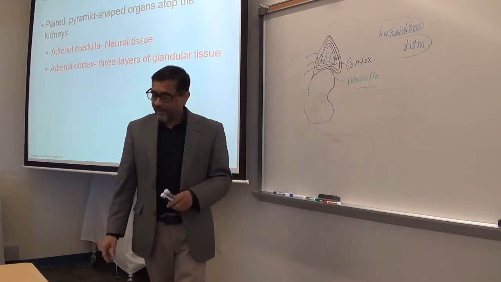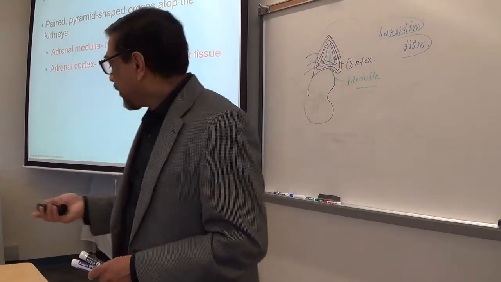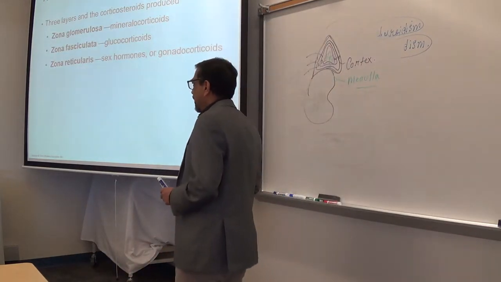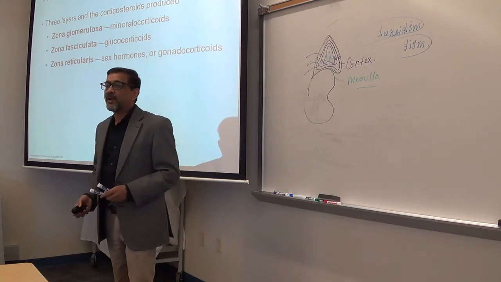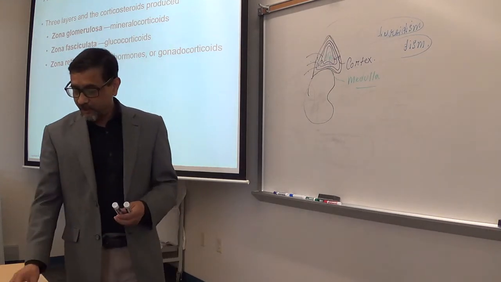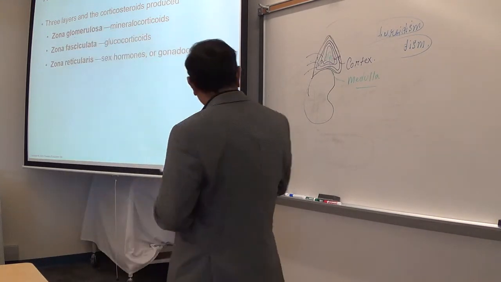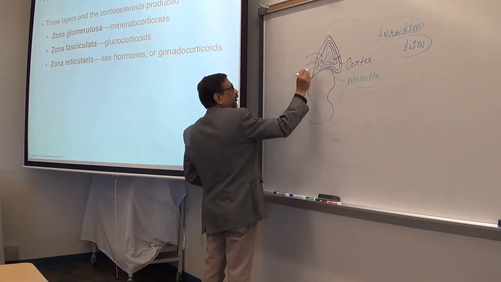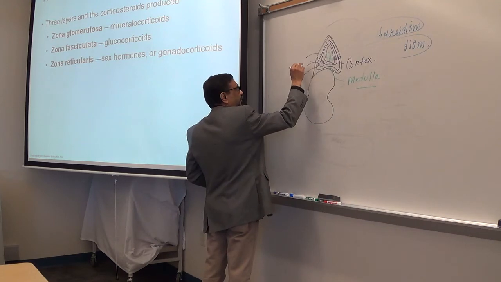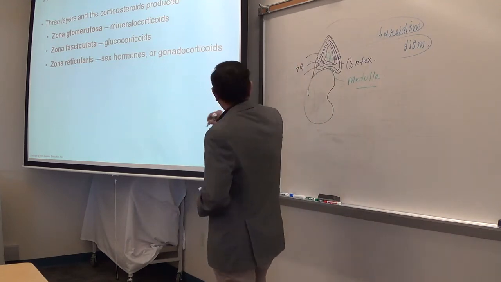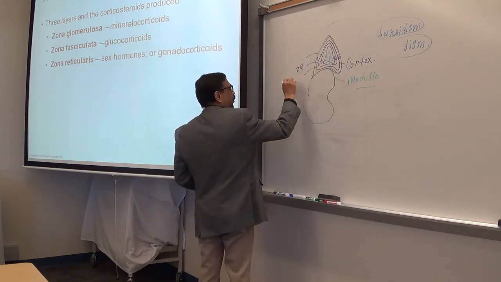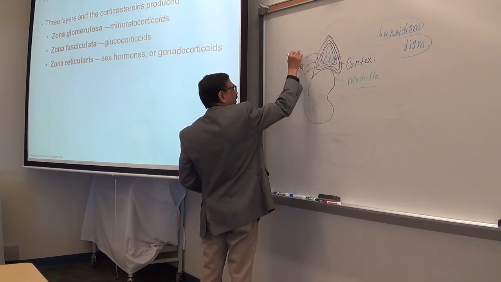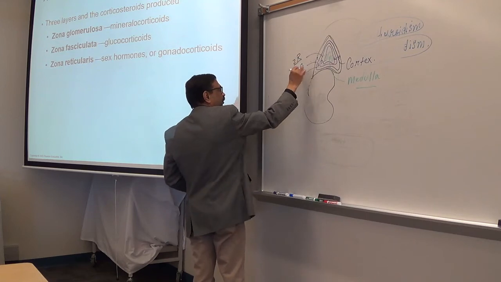What are those three layers? The three layers are zona glomerulosa, zona fasciculata, and zona reticularis. Okay, you need to remember these names. Zona glomerulosa is the outer one. Then zona fasciculata is the middle one, and zona reticularis is the innermost one.